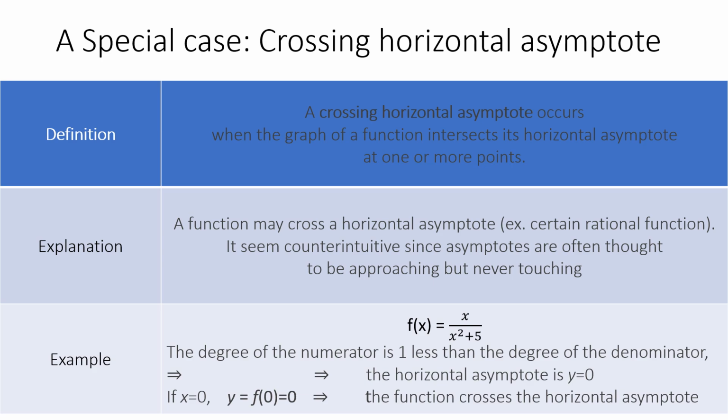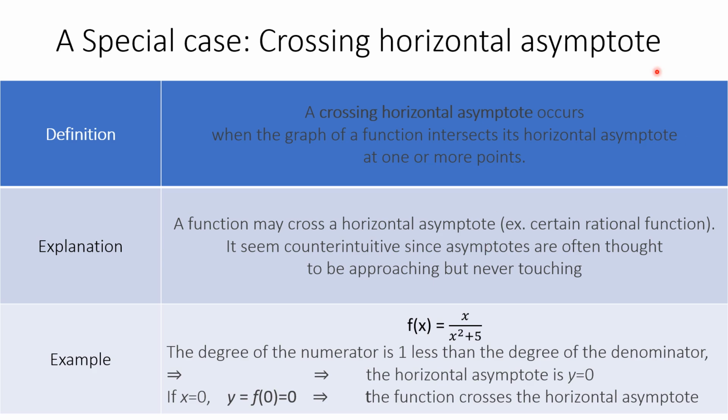The definition here is a crossing horizontal asymptote occurs when the graph of a function intersects its horizontal asymptote at one or more points. The explanation here is a function may cross a horizontal asymptote, for example, certain rational functions. It seems counterintuitive since asymptotes are often thought of as approaching but never touching. An example here is take the function x over x squared plus 5. The degree of the numerator is 1, but the degree of the denominator is 2, which means technically y should be equal to 0. But for y to be equal to 0, x also has to be equal to 0, which means the function is crossing the 0, 0 point.